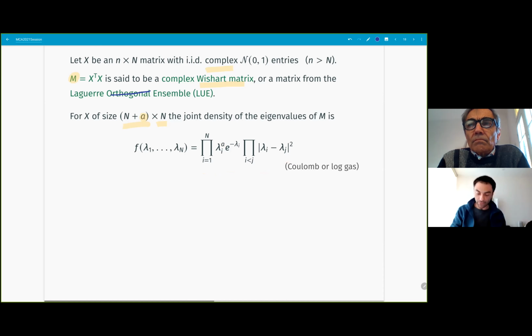So now I have n points on the line which have this joint density, and this joint density is the one that corresponds to this complex Wishart matrix. This is what's known in the literature as a Coulomb gas or a log gas, right? This is just a general way of writing a joint density.